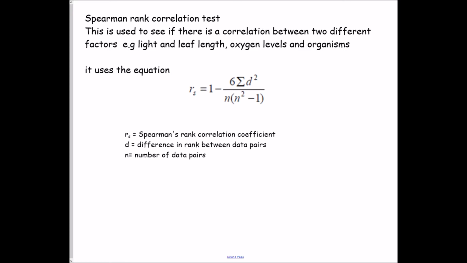Light and leaf length. So if you measure light intensity, does that increase or decrease the leaf length? Is the amount of oxygen associated with an increase and decrease in organisms?